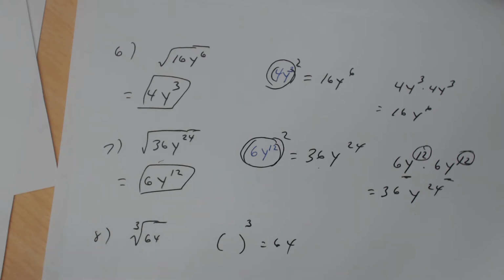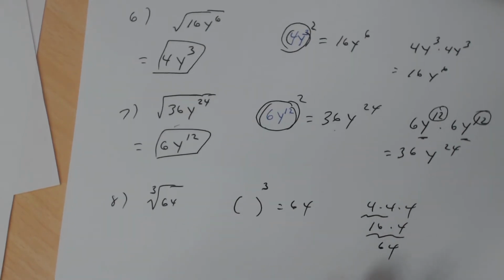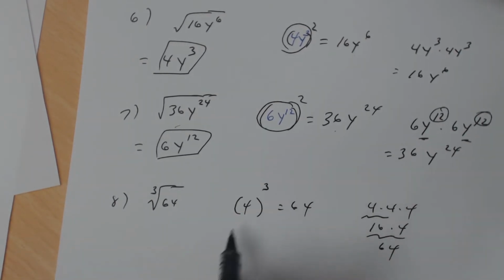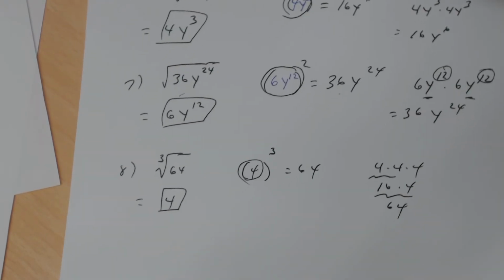So you may say, well, let's try 2. 2 times 2 times 2 is 8. So that's not right. If you try 3, 3 times 3 times 3 is 27. That's not right. If you try 4, 4 times 4 times 4, let's see, 4 times 4 is 16. 16 times 4 is 64. So 4 goes in here. And so this is your answer. So the cube root of 64 is 4. Just 4. Not the cube root of 4. Be careful. It is 4. Cube root of 64 is 4.